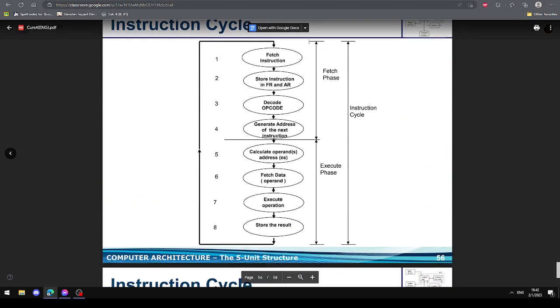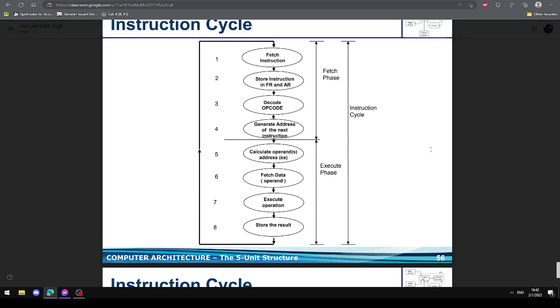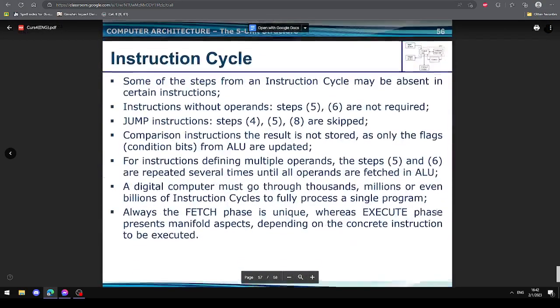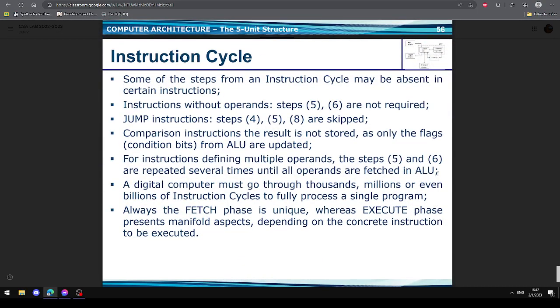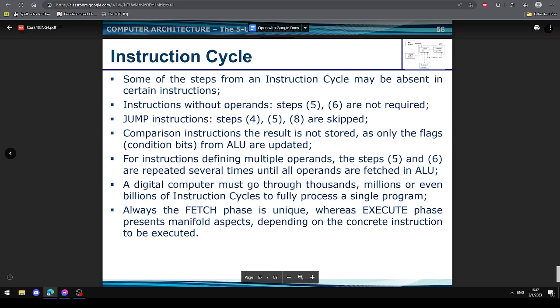So, fetch instruction, store instruction in FR and AR, decode opcode, generate address of the next instruction. This is the fetch phase. Now, the execute phase: calculate operand addresses, fetch data, execute operation, and store the result. This is an instruction cycle. Some steps of the instruction cycle may be absent in certain instructions.